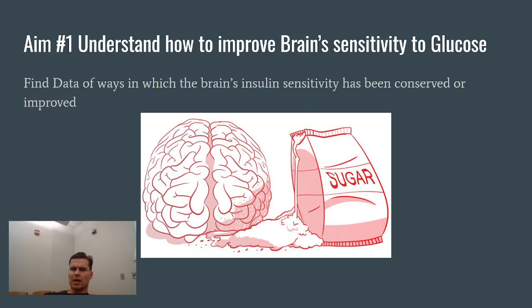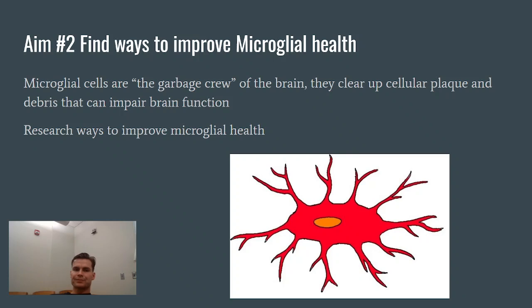For the aims of my project, I want to first understand better how we can improve the brain's sensitivity to glucose. As we talked about, when the brain is insensitive to insulin, when it doesn't respond to insulin, glucose can't enter the brain, and that's going to cause lots of problems for the brain's preferred functions. So I'm first going to talk about and find ways in which we can possibly enhance the brain's insulin sensitivity so that those signals can be propagated and sugar can be allowed into the brain, so it has its preferred form of energy, as we talked about.